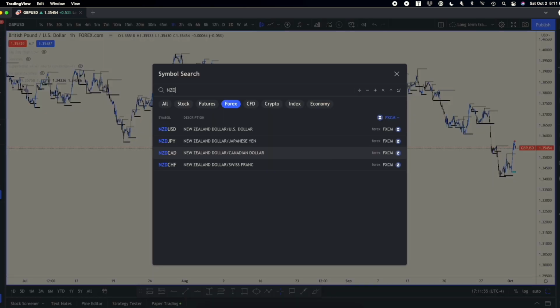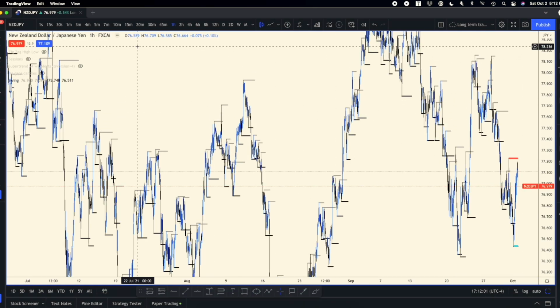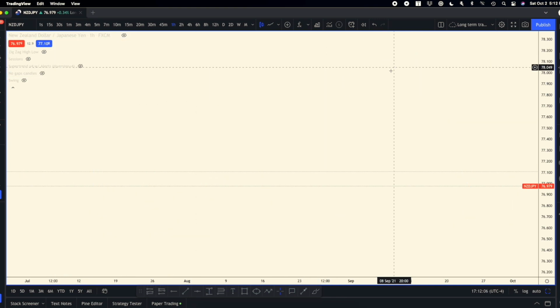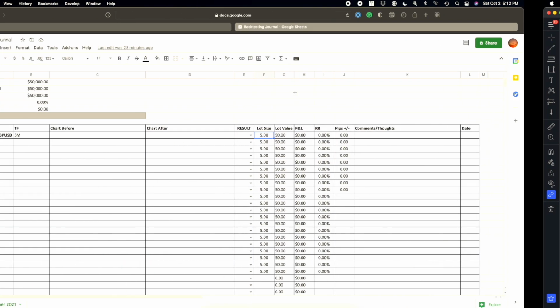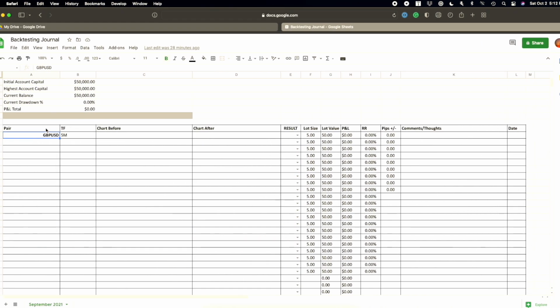Let's see, NZD, JPY. Let's do it. So let me hide that too. Hide everything. I want to try it though with this swing indicator. I'm going to go down to the 15-minute. That's what we're going to take our trades off of. So this is what I said, NZD, JPY, 15-minute time frame.